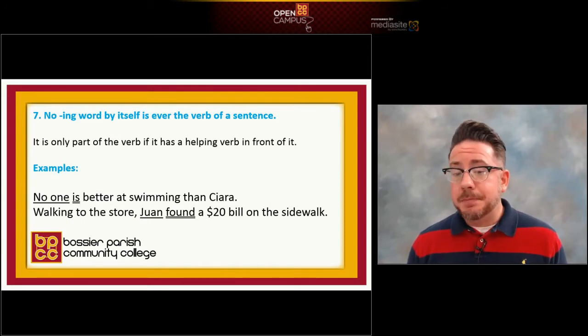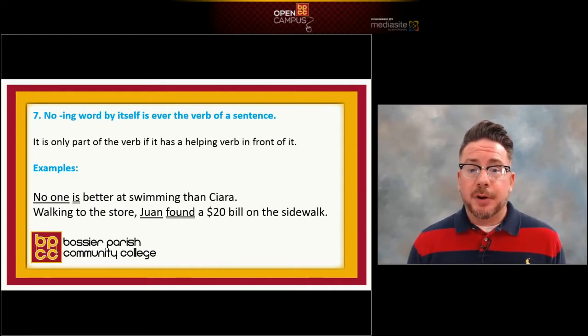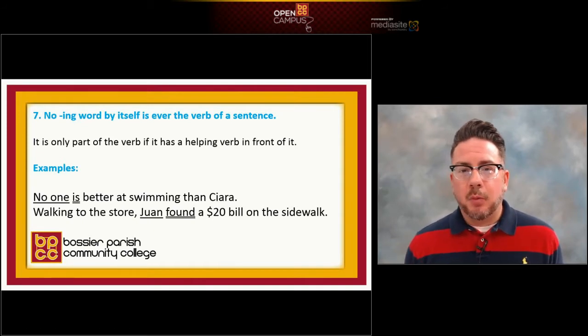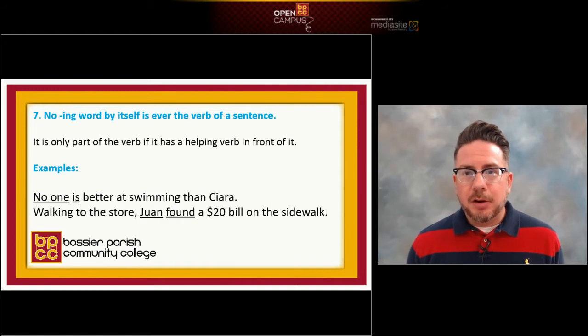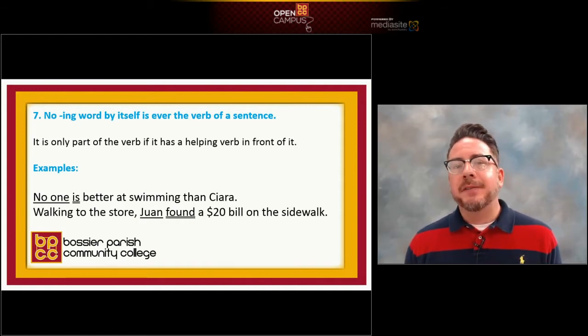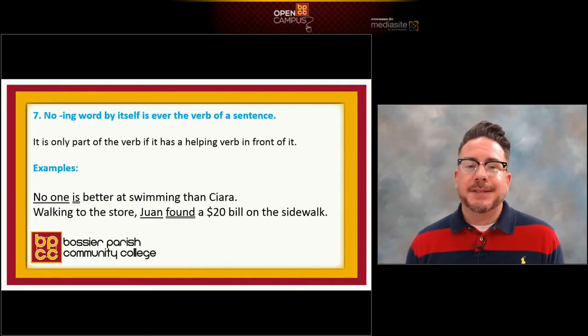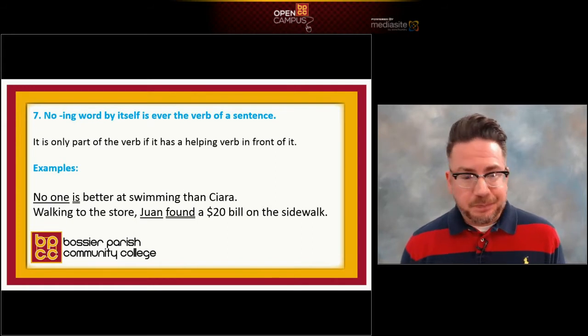No one is better at swimming than Sierra. Here our subject is no one and the verb is. But why isn't swimming part of the verb? Why isn't that a verb? When you hear swimming, we normally would think of that as a verb, but there's no helping verb here. So the ing form by itself is never part of the verb. In fact, if you look at how it's functioning in this sentence, it's actually functioning more like a noun.